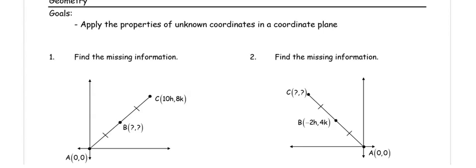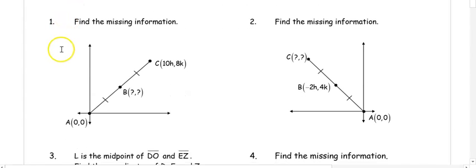This video is about applying the properties of unknown coordinates to a coordinate plane. So in number 1 and 2, we want to find the missing info. In number 1, we are given that A is at 0, 0, C is at 10h, 8k. We want to find B.